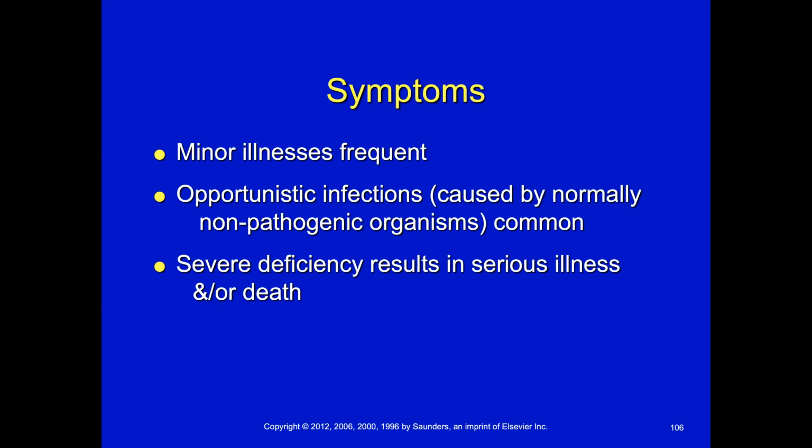There is a variety of symptoms. Minor illnesses are frequent. Opportunistic infections, which are caused by normally non-pathogenic organisms, are common. And also, if this is a severe condition, so there's a lot missing out of this immune system, you will get very serious illnesses and/or death.